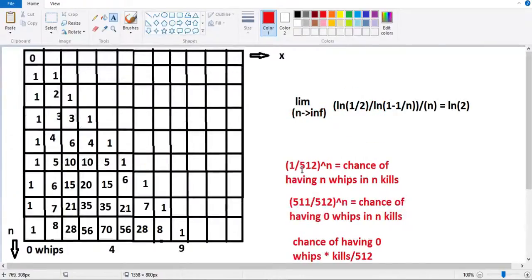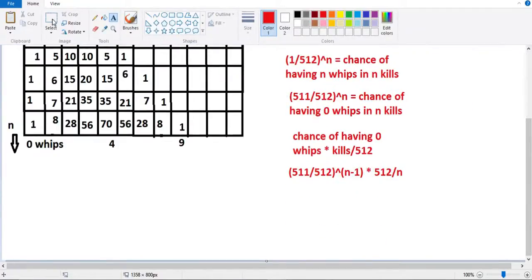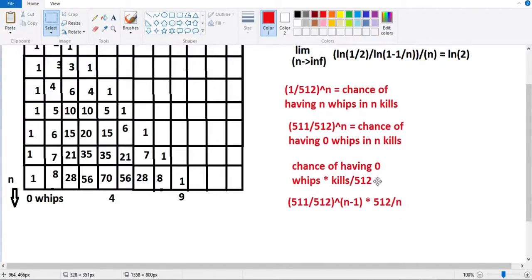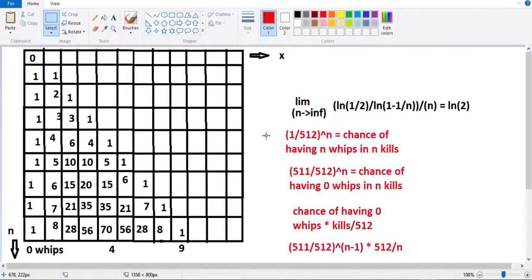I'm going to try to explain this as best as I can, but this is the most important part. If you understand this, you understand everything. This right here is the chance of staying on this line for n minus 1 kills. For n minus 1 kills, you will be on this line right here. You will be at 0 whips. And then you're going to change.